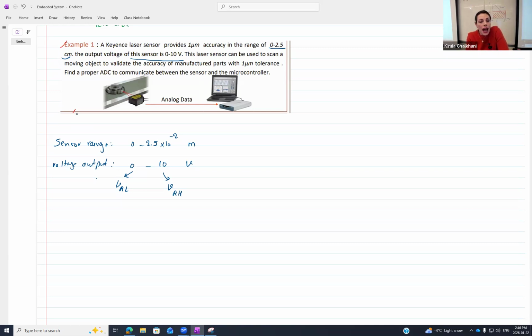Next, I'm asked right in here now, this laser sensor can be used to scan moving objects to validate the accuracy of a manufactured part with 1 micrometer tolerance. So now I'm having the tolerance, and that's 1 micrometer. So the accuracy of this tolerance means this one is talking about my position, my X, right? Therefore, I'm going to say position. I'm going to call it X is 1 micrometer.